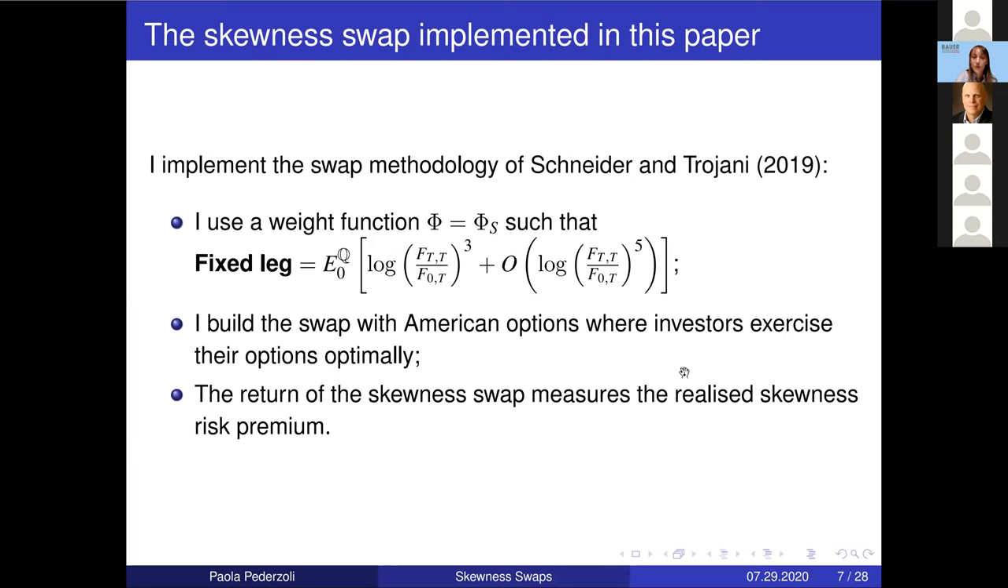And in this way, I basically have an error, because this convergence is for European options. But it turns out I measured this error, and it's not that big. So actually you can compute the skewness swap directly with American options without really losing much of the skewness convergence. So by using this methodology, I measure the skewness risk premium with the return of the skewness swap.